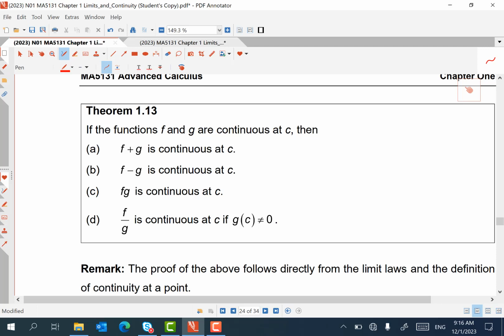And moving on, given two functions which are continuous, you produce a new function. The sum, the subtraction, okay. The last one, there's a catch. This is a needed condition.